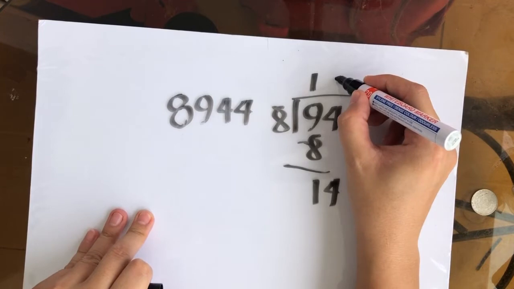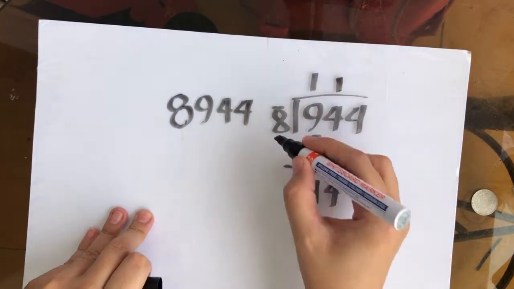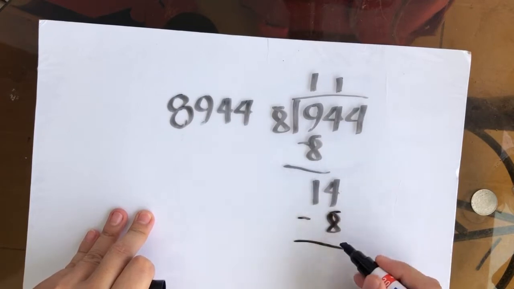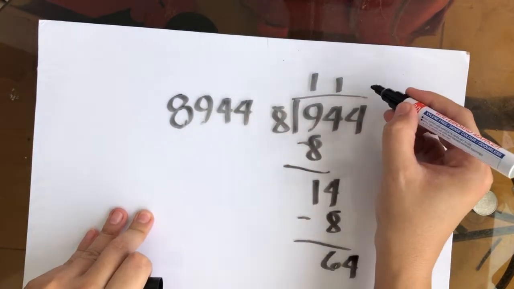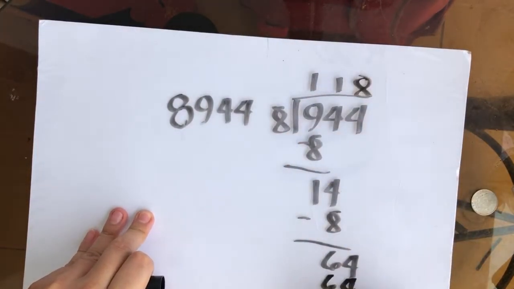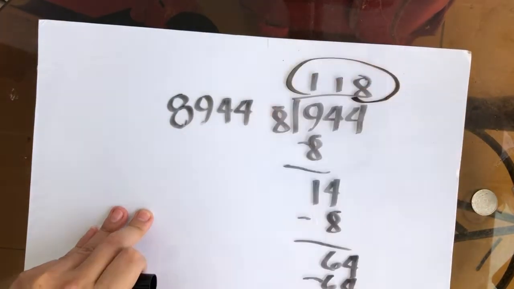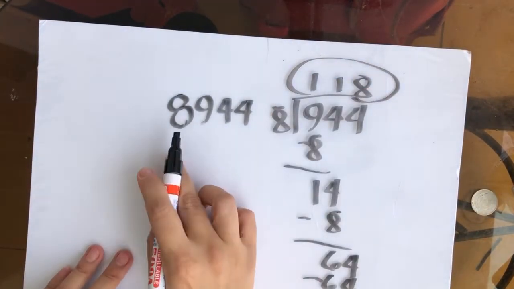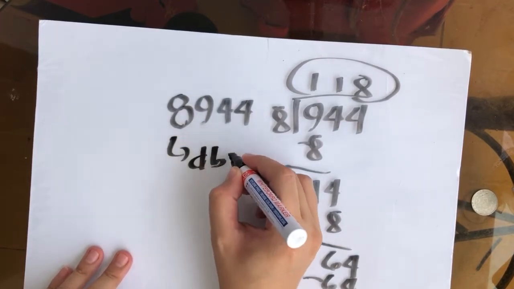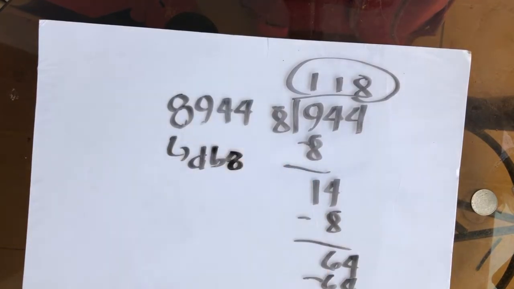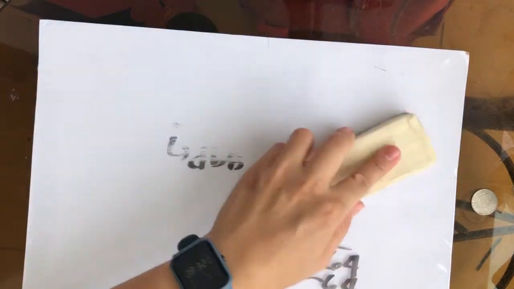That gives us 1. 1 times 8, we have 8 here. 14 minus 8, 6. Bring down 4. And then 64 divided by 8, that will give us 8. Then 64 dito. Exact, 118. So yung number natin na 8,944, siya ay divisible by 8. Okay, so tama. So that gives us the divisibility rule of number 8. Okay. So punta tayo sa susunod.